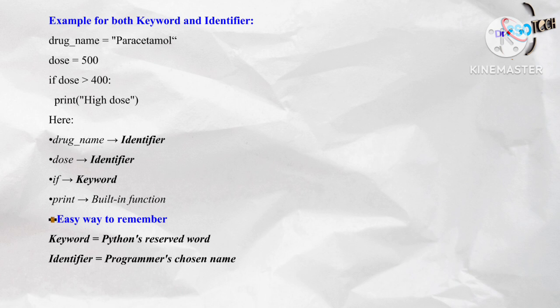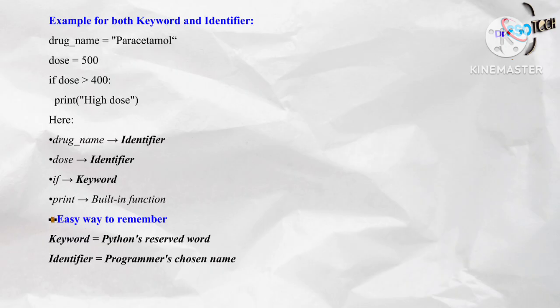Let us see an easy example for B.Pharm students. drug_name equals paracetamol, dose equals 500, if dose greater than 400, print high dose. Here drug_name is an identifier. Dose is an identifier. If is a keyword, print is a built-in function. Listeners, this is an easy way to remember: keyword equals Python's reserved word, identifier equals programmer's chosen name.